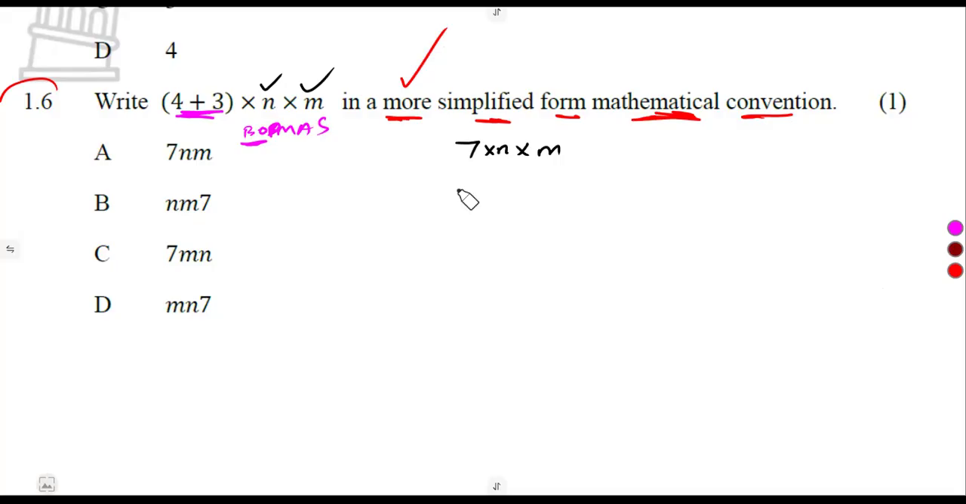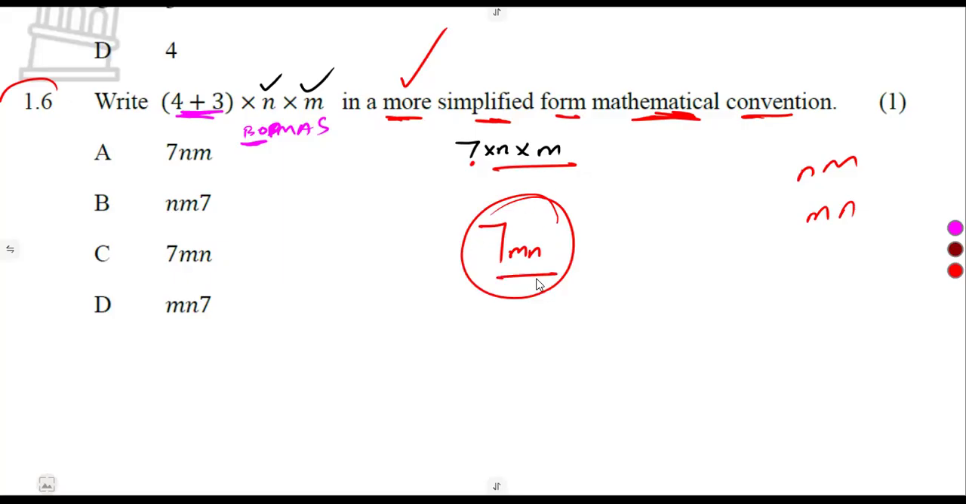So we do understand, yes, we start with a number, which is 7, followed by the letters. But these letters, we also follow the alphabetical order. It is no longer just NM. No, we have to start with M followed by N. So the best answer must be 7MN, which is on C.